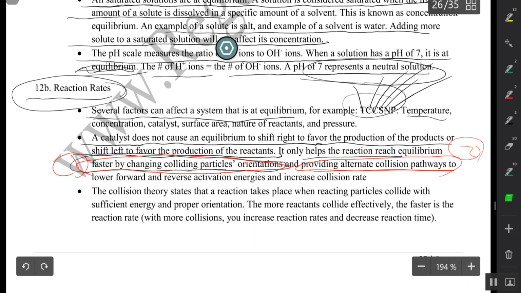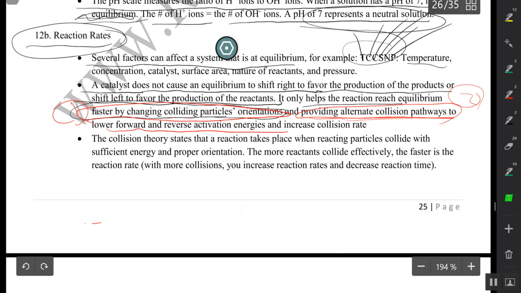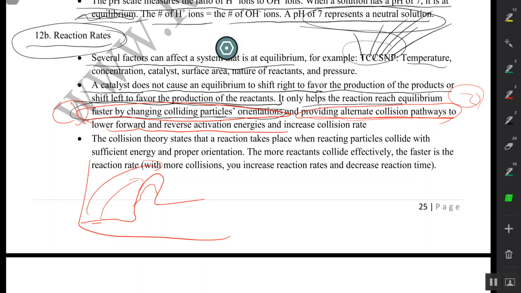When you change the particle orientations and provide an alternate collision pathway, you are going to lower the forward and reverse activation energies. So in the previous video, I think it was video number 11, we talked about potential energy diagrams. And when you add a catalyst, you're only going to lower the forward and reverse activation energies. So the energy needed will no longer be this much. The energy will now be only this much. Same thing in the reverse direction. The energy needed to drive the reaction in the reverse direction will not be that much. It will only be this much. So a catalyst lowers the activation energy.